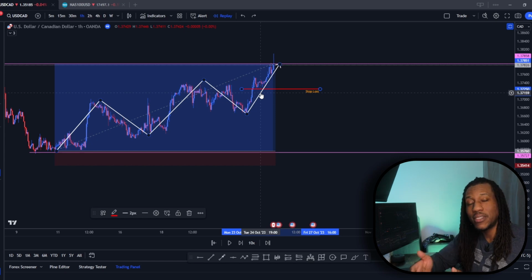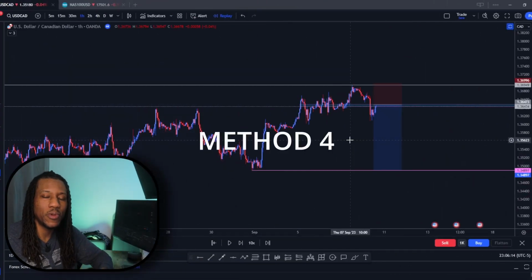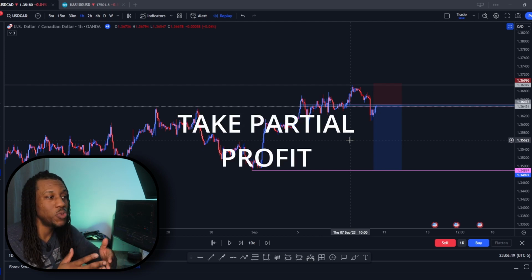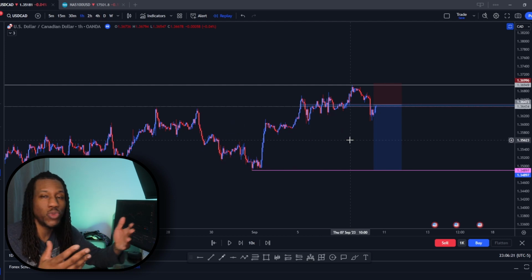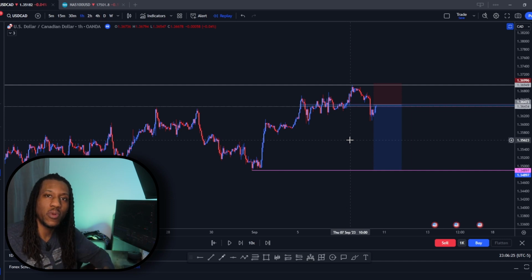Let's take a look at the last example, which we will be taking partials. Okay, so here we are on the last example where we'll be looking at doing partials. Now that is where we would either take 10, 20, 25, 75% of the profits off the table and thereafter move our stops to break even.